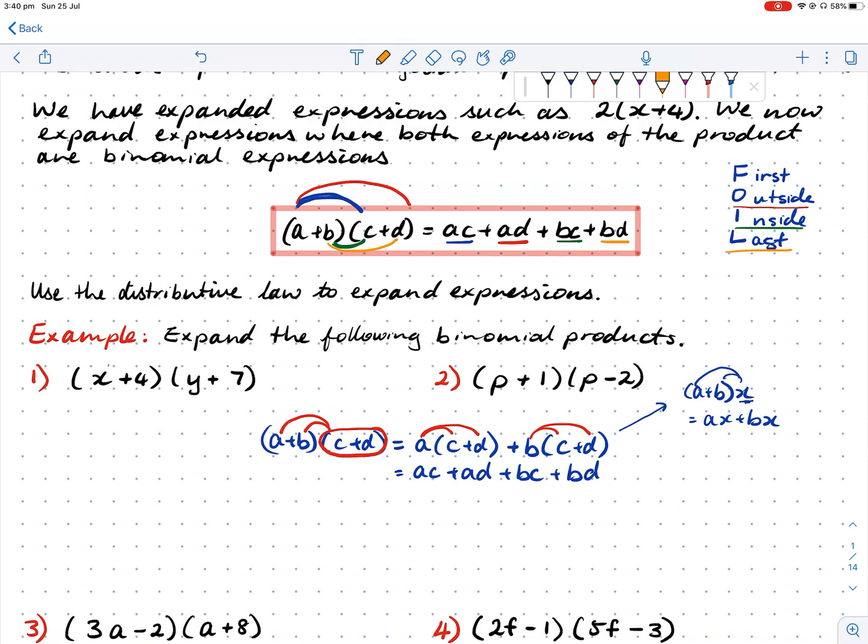So it's just a really quick way of working it out. If you prefer to do it as brackets, you're welcome to do that too. Alright, let me move that away.